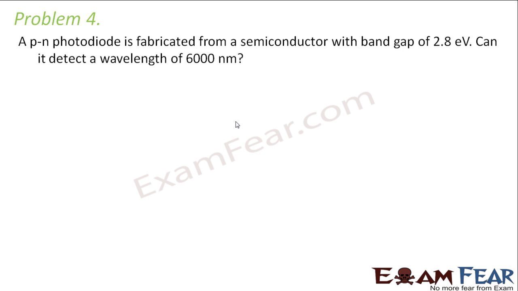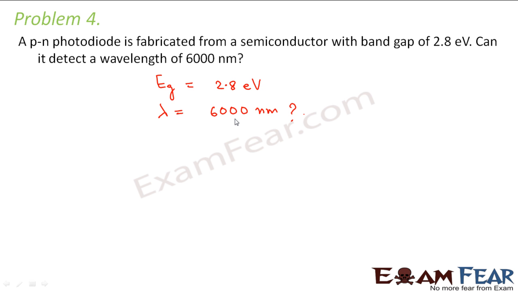Right? Okay. Let's look at the next problem. It says, a p-n photodiode is fabricated from a semiconductor with band gap of 2.8 electron volts. Okay, band gap is given as 2.8 electron volt. Can it detect a wavelength of 6000 nanometers? Okay, so we have to see whether an energy gap of 2.8 electron volts can detect a wavelength of 6000 nanometers.